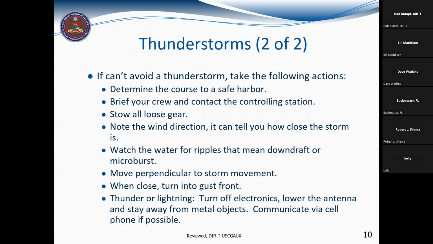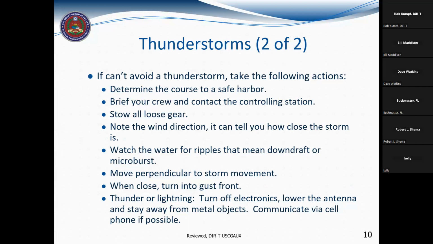When close, turn into the gust. That's important, so you don't want to swamp your boat and get broadsided by wind either. So you can turn into the gust and then hit those waves at a 45-degree angle so that you're not burying the bow of the boat. Try to say that one three times fast when you're hitting that next wave. So you want to ride it out in a safe manner.